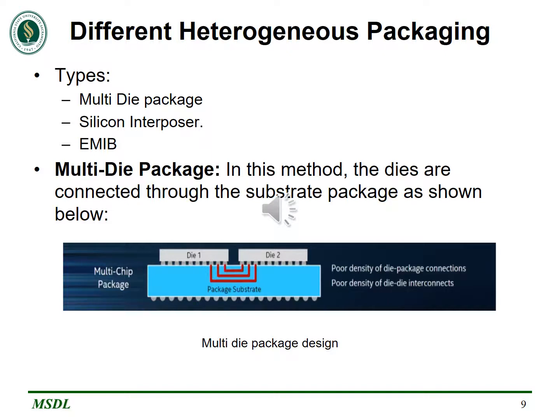Let's talk about different heterogeneous packaging. Coming to the different packaging types in heterogeneous, the first one is the multi-die package, the second one is the silicon interposer, and the third one is the embedded multi-die interconnect bridge.